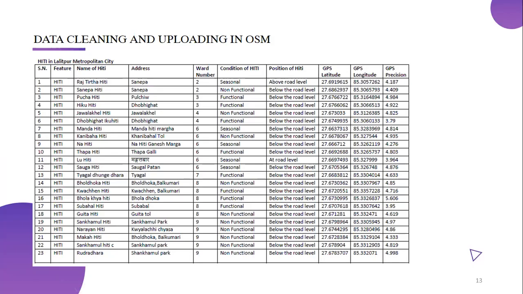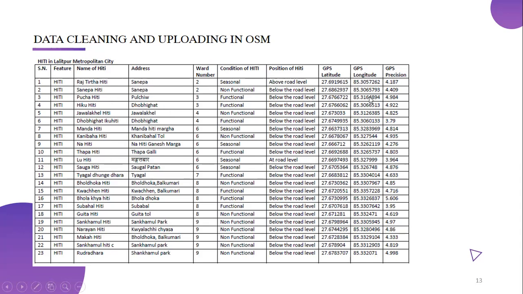So let us talk about the data cleaning. The main objective of this project was also to add the collected data on OpenStreetMap and make this data available to everyone. So for this, we had to clean the data and filter the list of unwanted attributes which may be irrelevant on OSM. So we cleaned the data after exporting it in Excel format from Kobo Toolbox. You can also see the clean data in this slide.